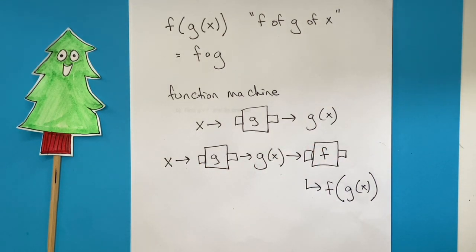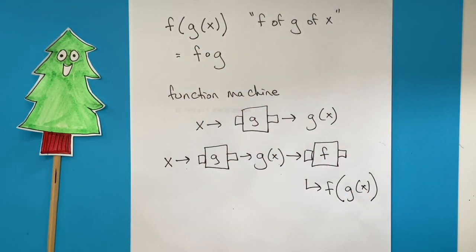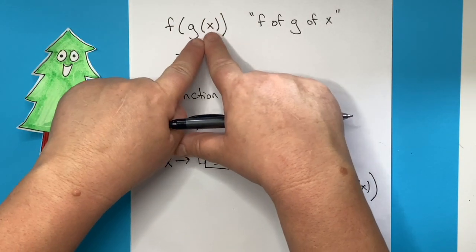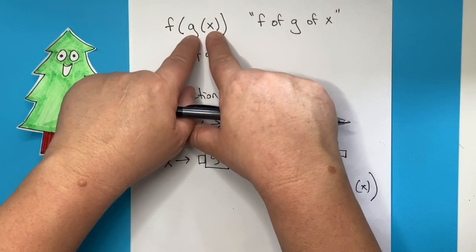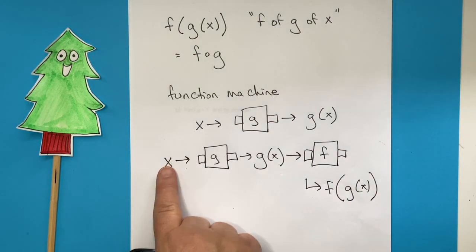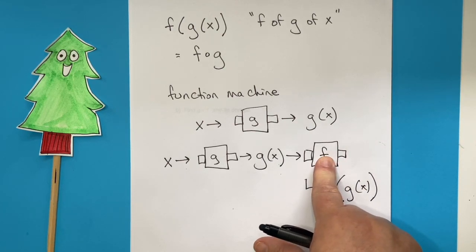Interestingly, if I say f of g of x, we actually apply g first and then f, which is a little confusing if you're used to reading things left to right. Order of operations says left to right, but even more importantly, inside to out. So we start with x, then g of x, then f. So f of g of x means we take x, we apply g, and then we apply f.